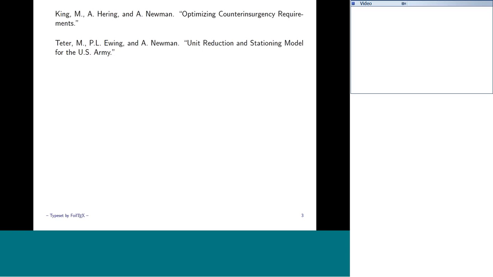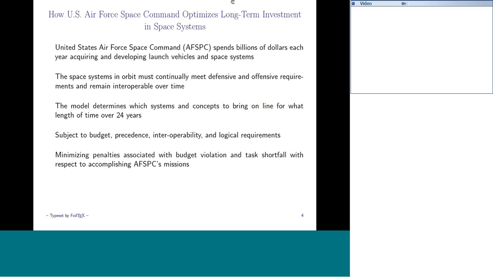All right, so the first topic would be how the Air Force Space Command optimizes long-term investment in space systems. The idea being that the Space Command spends a lot of money every year acquiring and developing mainly launch vehicles and space systems, since they're at the Space Command. And the idea is that the systems that are in orbit have to meet defensive and offensive requirements. They have to remain not just operational, but there needs to be some sort of interoperability or some notion of the mix of systems acting synergistically with each other.